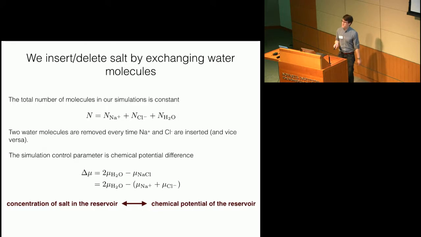Now, the important thing to remember with the chemical potential difference here is that there's a one-to-one mapping between the salt concentration in the reservoir, which we're not simulating, and the chemical potential that we're using in the simulation. So the chemical potential here is actually a property of the reservoir. And if we have a salt concentration in the reservoir that we'd like to reproduce in our simulation, we need to have the right delta mu.